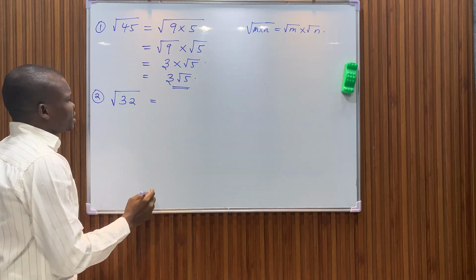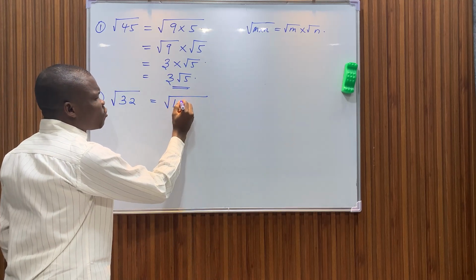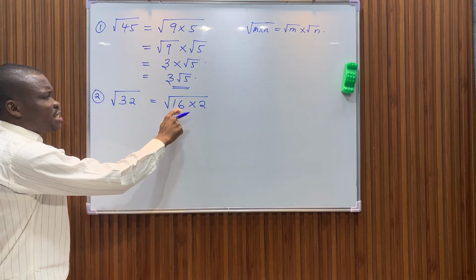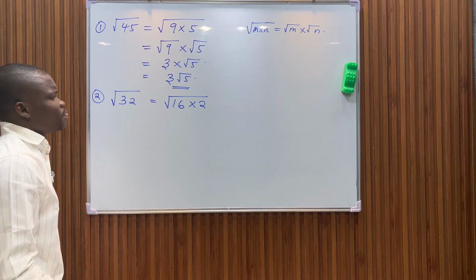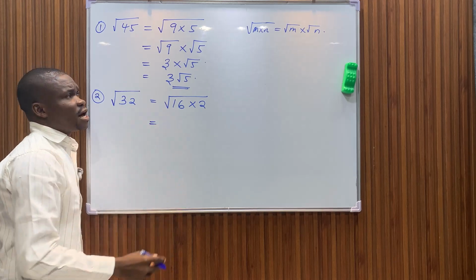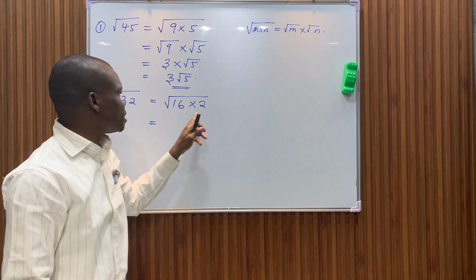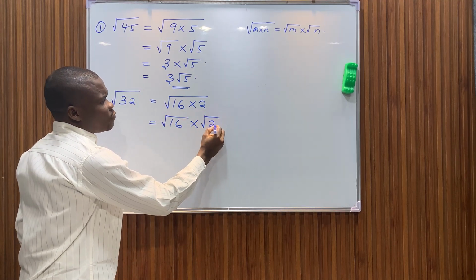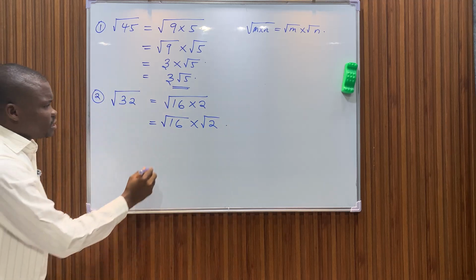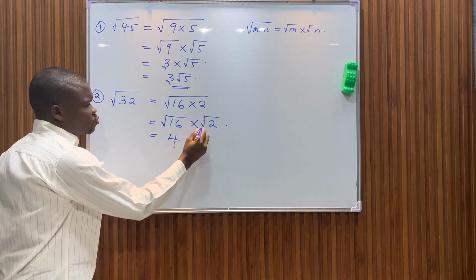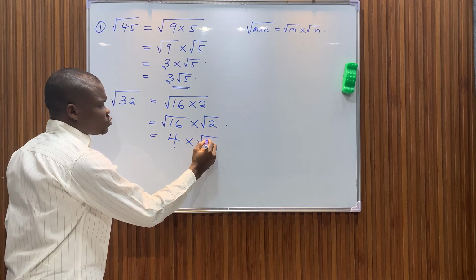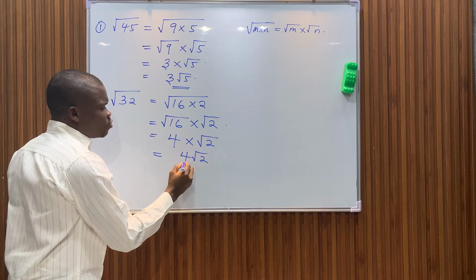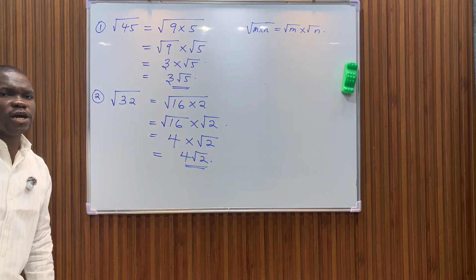So now if you break this 32, we're going to have square root of 16 times 2, because 16 times 2 gives us 32. And 16 here is a perfect square. So now, applying our rule, we can break this to square root of 16 times square root of 2. So what's square root of 16? This is 4 times, of course, this is a surd, so we leave it there, square root of 2. So this will give us 4 times square root of 2. This is 4 root 2. I hope you get that.